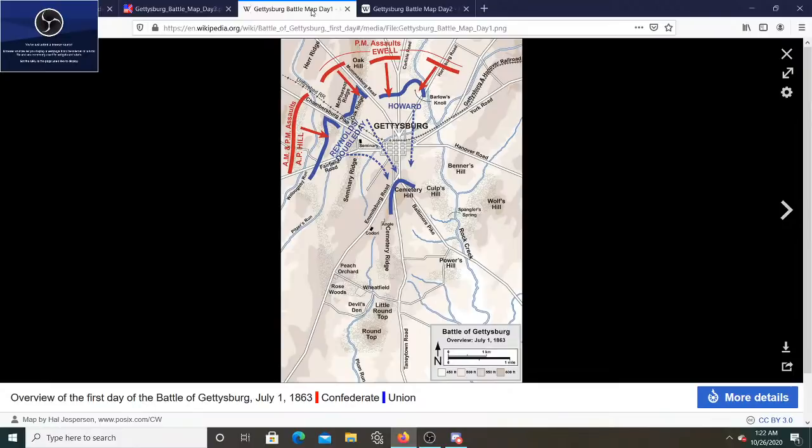Lee's initial maneuvers are successful. Eventually, though, he's drawn into the Battle of Gettysburg. Hooker was removed because Halleck hated him. Meade was put in command. Battles fought over 3 days.